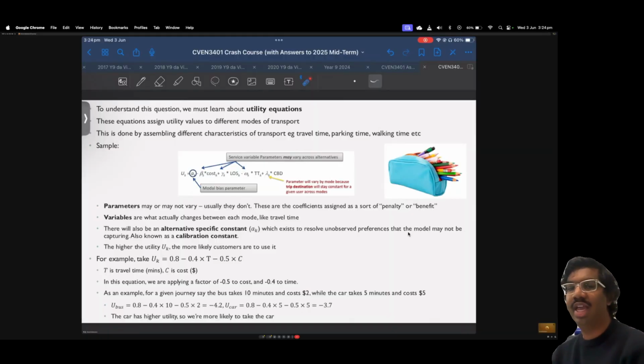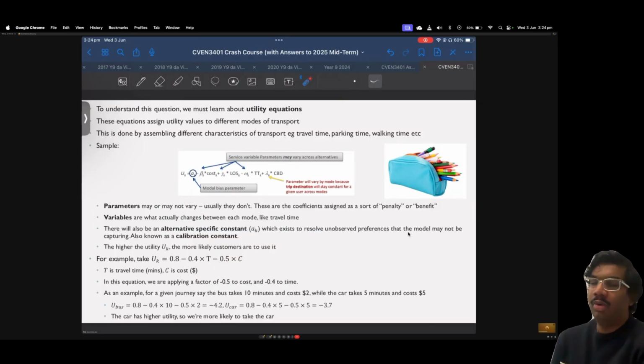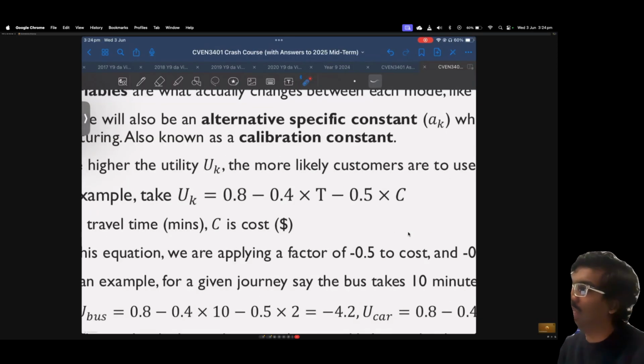So, for example, take UK equals 0.8 minus 0.4t minus 0.5c. We're saying t is travel time and c is cost, okay? We're applying a factor of 0.5 to cost and 0.4 to time. If you have a really high travel time and a really high cost, your utility is going to be very low. But if you have a really low travel time, so it's really quick, and a really low cost, then obviously the utility is going to be higher. It's very straightforward. The lower UK is, the worse it is. The higher UK is, the better it is.